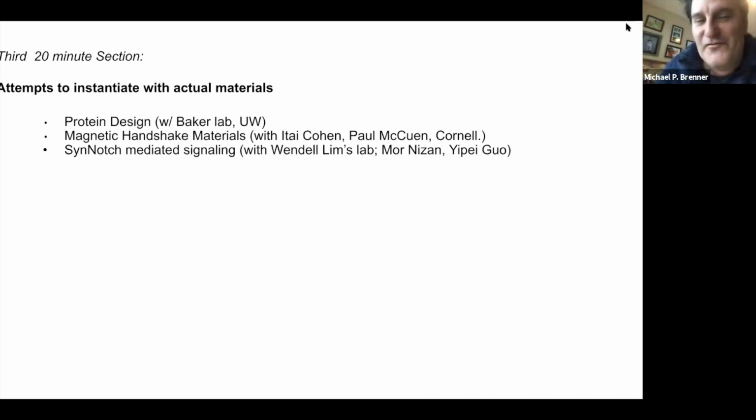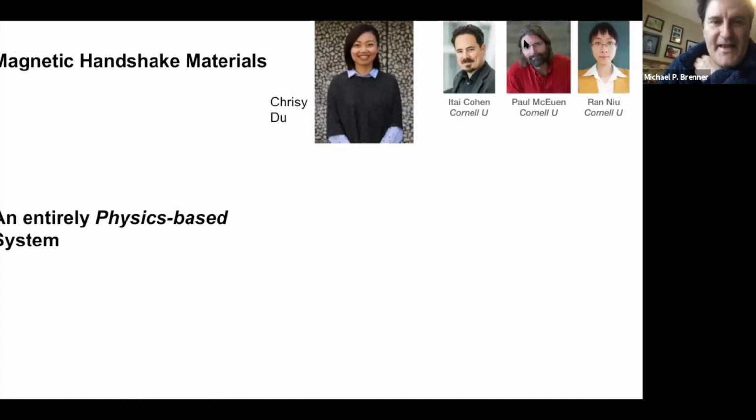So I'm going to tell you briefly and quickly about our three current efforts to instantiate these with actual materials, and these are all in flight. Do not expect miracles, but this is what we're chasing after as we speak. So the first is magnetic handshake materials, and this is the brainchild of Chrissy Du, who's a postdoc at Harvard, and also Itai and Paul from Cornell and Ran. These guys invented this, and they showed it to me at some point, and I was like, wow, this is amazing. This is exactly what we need. So I'm really excited about this as an experimental system, and I'll try to convince you of why, but then time will tell whether we can figure out what to do with this.